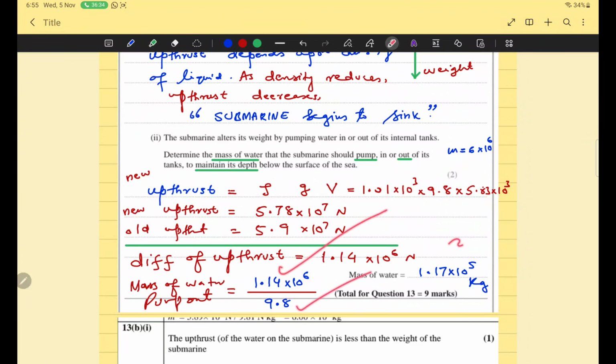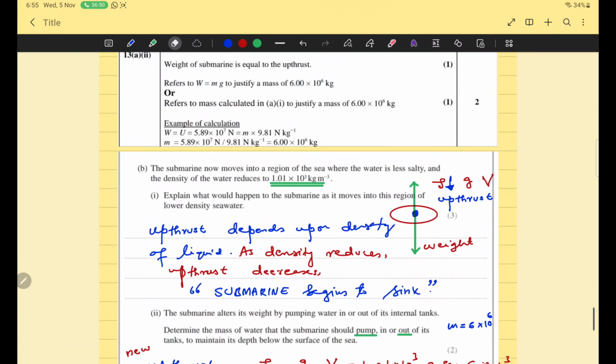And upthrust divided by gravity will give you the mass of the water which should be pumped out from the submarine. ठीक, मैं अपनी बात रिपीट करूंगा और मेरी बात रिपीट करने के बाद अब्दुल्ला मुझे बताएंगे मैंने क्या बोला. अब्दुल्ला गौर से सुनना.